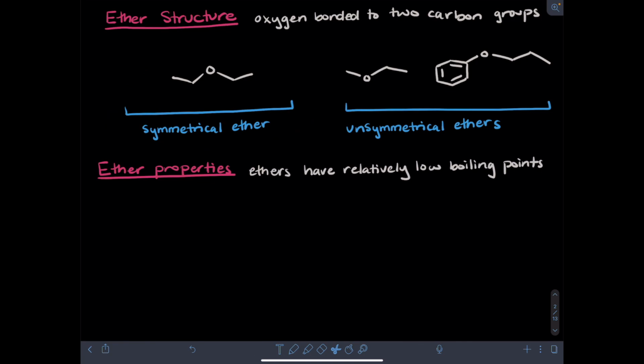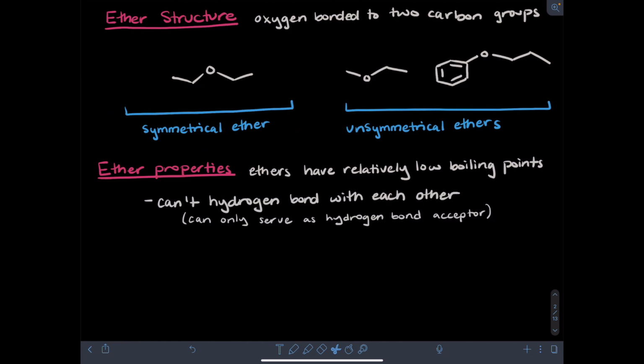In terms of their physical properties, compared to alcohols, ethers have relatively low boiling points. Because they do not contain polar OH bonds, ethers cannot hydrogen bond with themselves. However, because they do contain oxygens, ethers can serve as hydrogen bond acceptors in the presence of something like an alcohol or a carboxylic acid, something with a polar bond to a hydrogen that can be donated in hydrogen bonding. In samples of themselves, ethers interact with each other with dipole-dipole interactions.